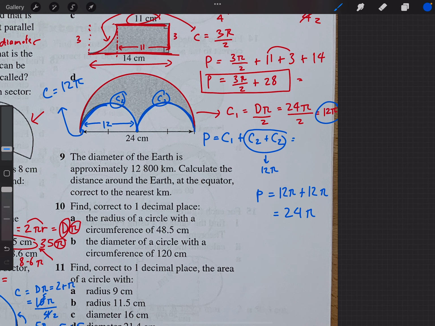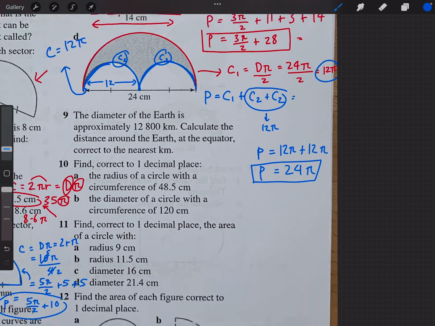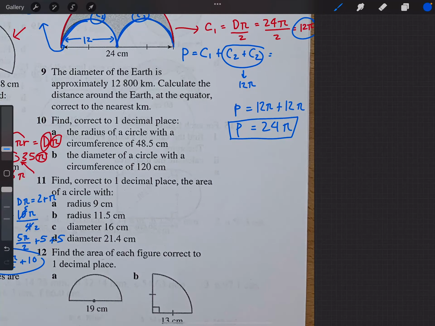Okay, now that's the exact value. Find the decimal equivalents to 1 decimal place.